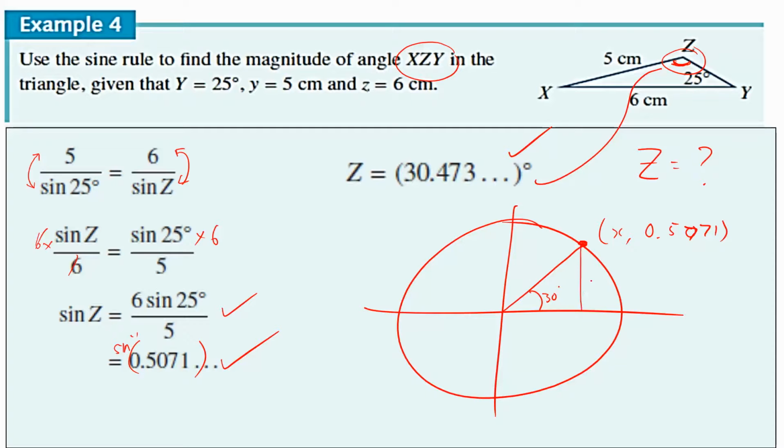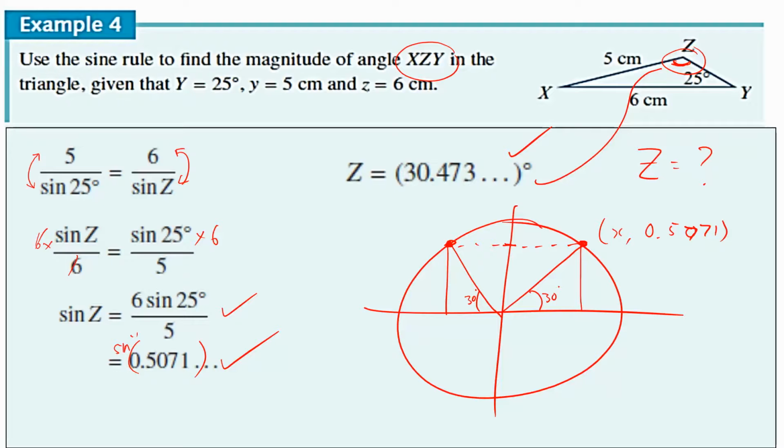What they're asking now is, if we know it can't be 30 degrees, where else around the circle will you have a height or a y value of 0.5071? Well, you just look at the y value. If this point has the same height, then obviously if I keep going across over here, that would also have the same height. So if I draw the same triangle, if this was 30 degrees, then this would also have to be 30 degrees.